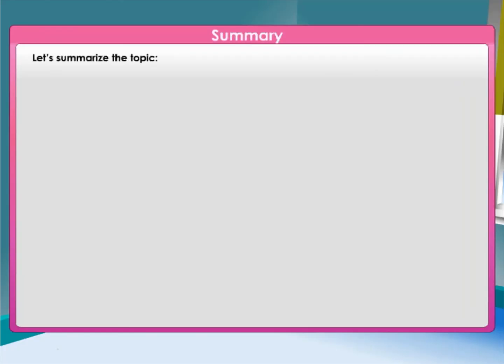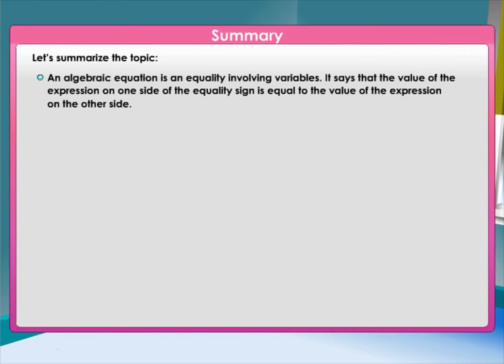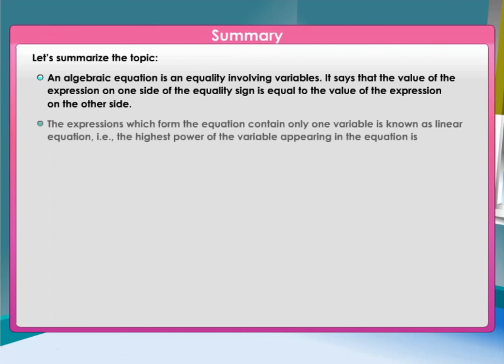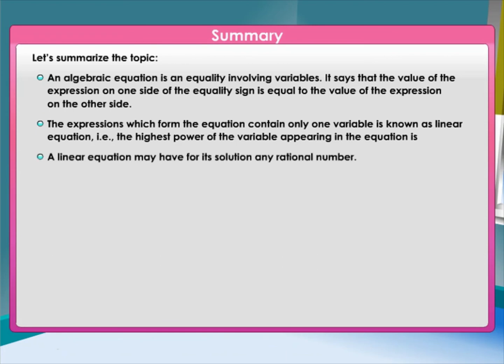Summary. Let's summarize the topic. An algebraic equation is an equality involving variables. It says that the value of the expression on one side of the equality sign is equal to the value of the expression on the other side. The expressions which form the equation containing only one variable is known as a linear equation. That is, the highest power of the variable appearing in the equation is 1. A linear equation may have for its solution any rational number. An equation may have linear expressions on both sides.